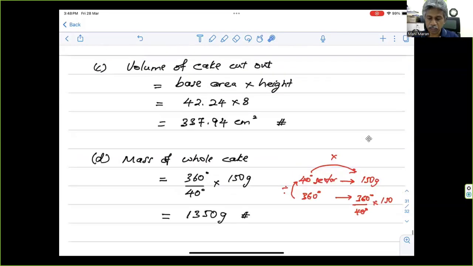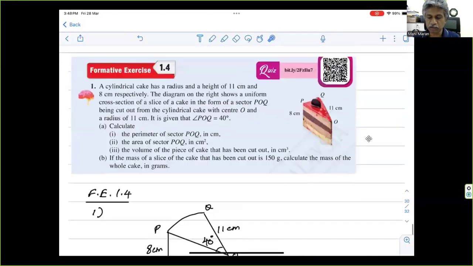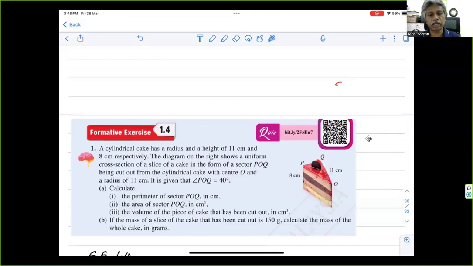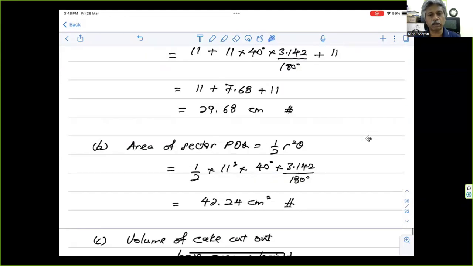Again, the best way to revise is, without looking at the solution, try the question one more time. If you get stuck, then just take a look at the solution.